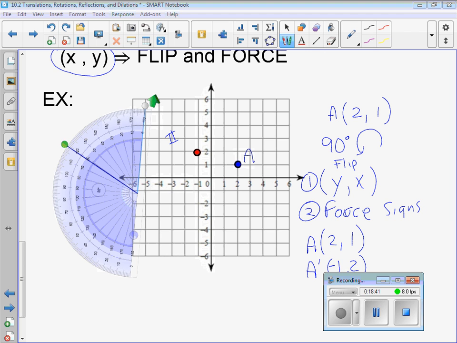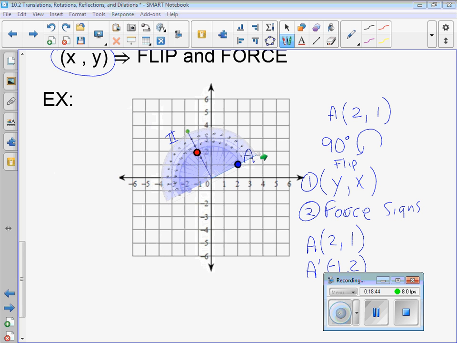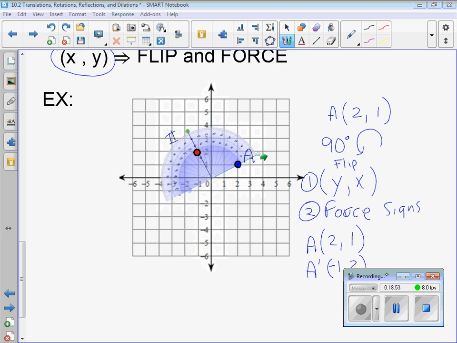We'll do a couple of these so you make sure you understand it. So there, I've lined up my protractor. If you take a look, sure enough, that's 90 degrees on my protractor. Flip and force. Let's do another one just to see if you can check yourself and understand what it is.